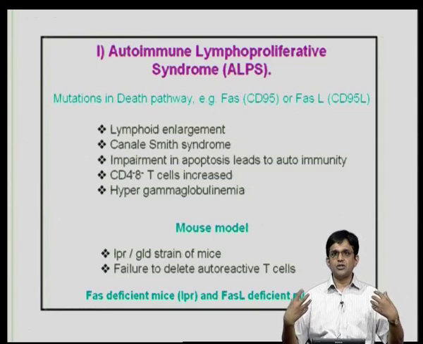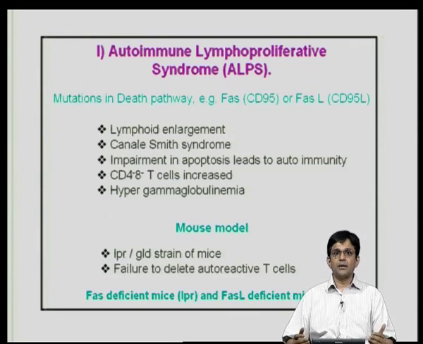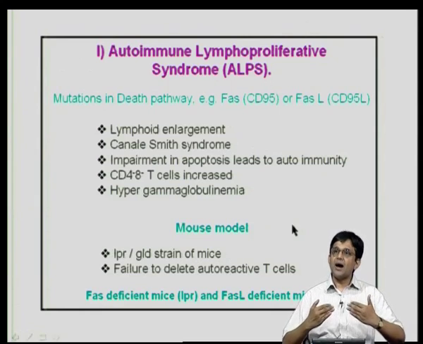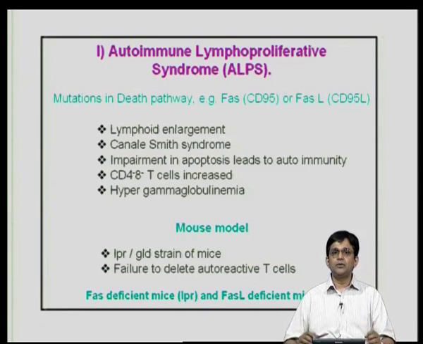This results in a large increase in size of the lymphoid organs. You have an increase in the double negatives, and hypergammaglobulinemia. The mouse model is the LPR and GLD: LPR is lymphoproliferative, GLD is generalized lymphoproliferative disease. LPR is the mutation in the FAS receptor, GLD is the mutation in the FAS ligand. The phenotypes seen in humans as well as mice are somewhat similar, and basically involve failure to delete autoreactive T cells, which results in this condition.